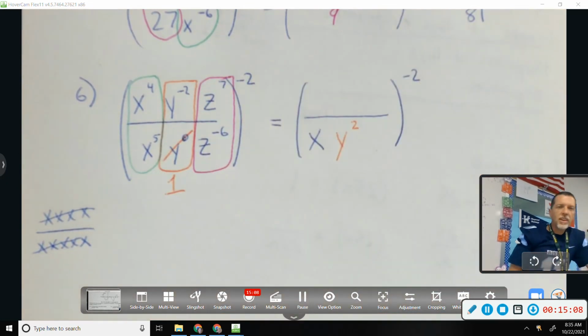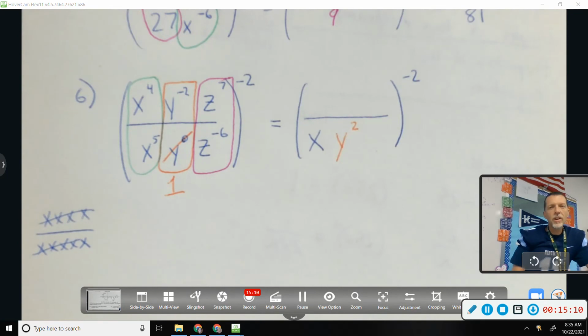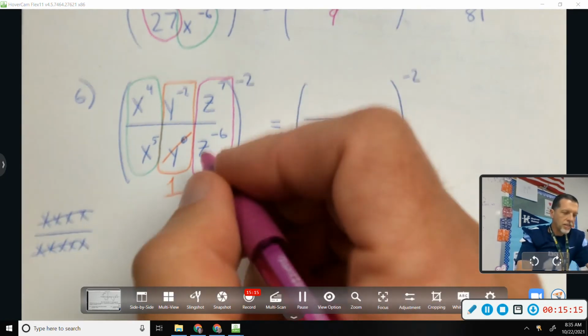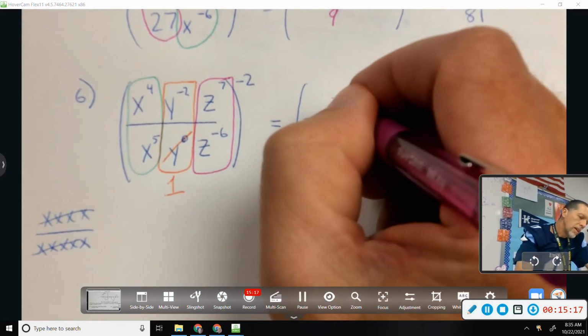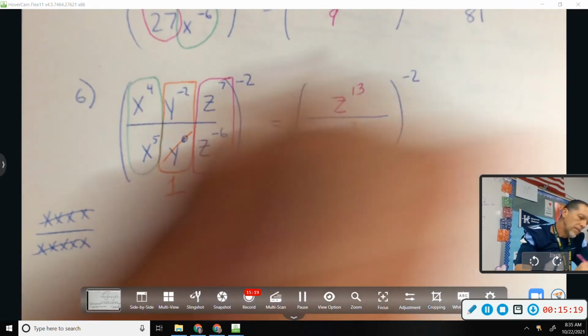How about the z's? How many z's are there going to be, and where are they going to be? 13 in the top, because the z to the negative 6 flips to the top.